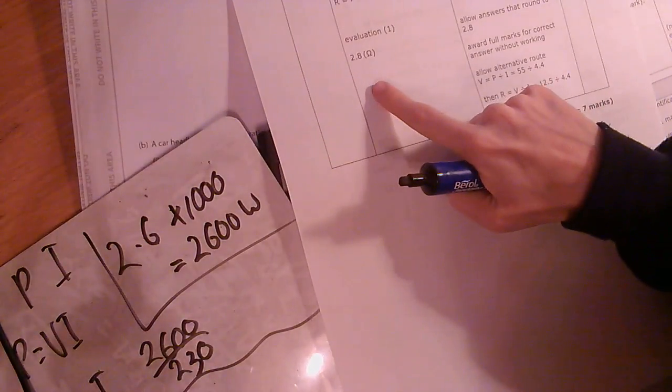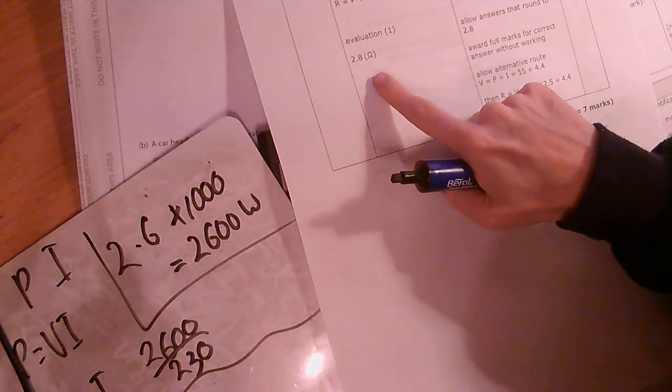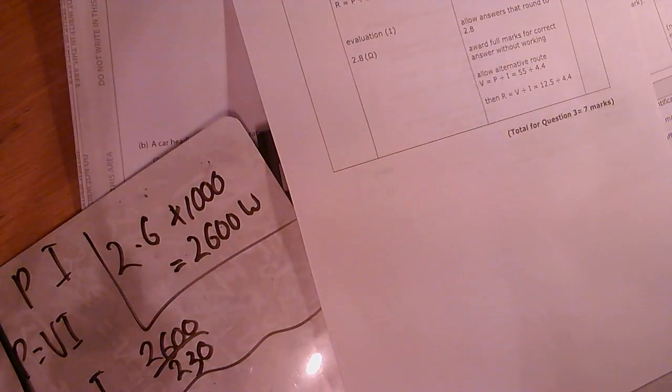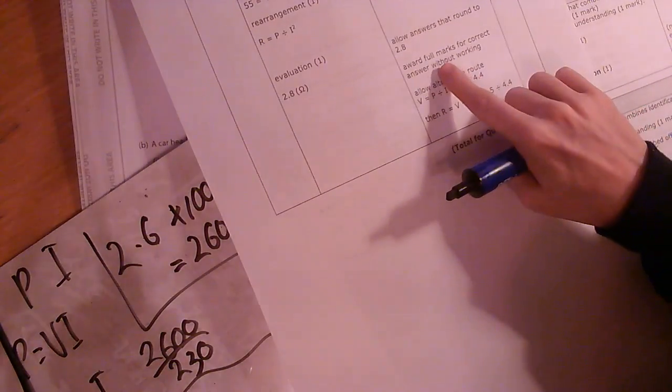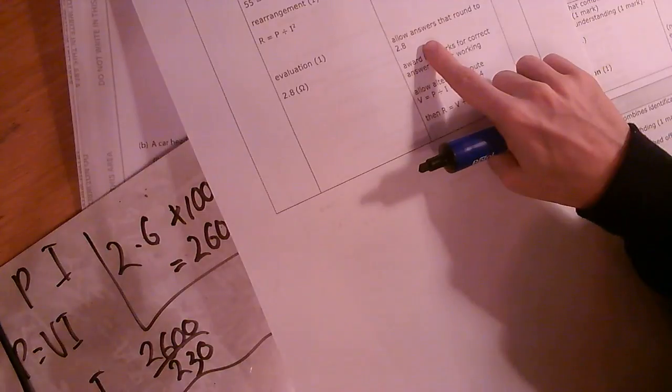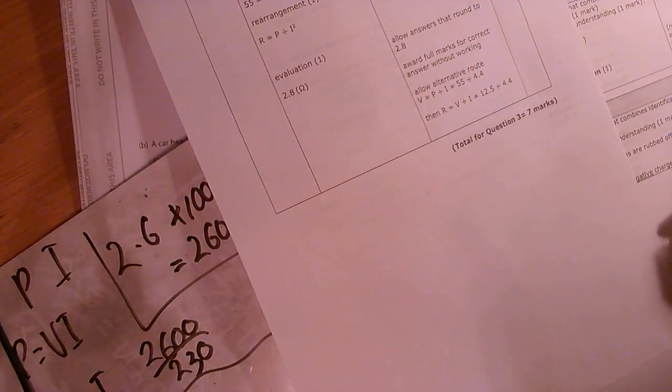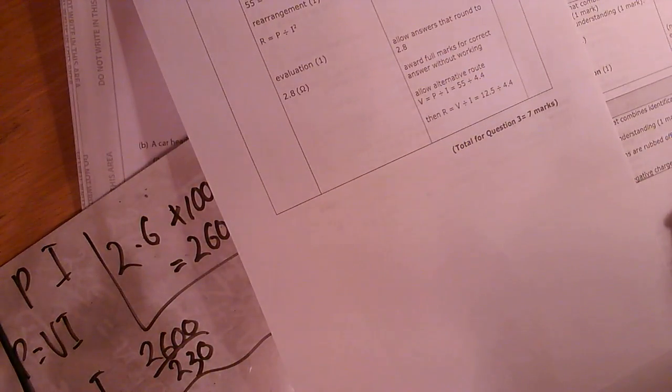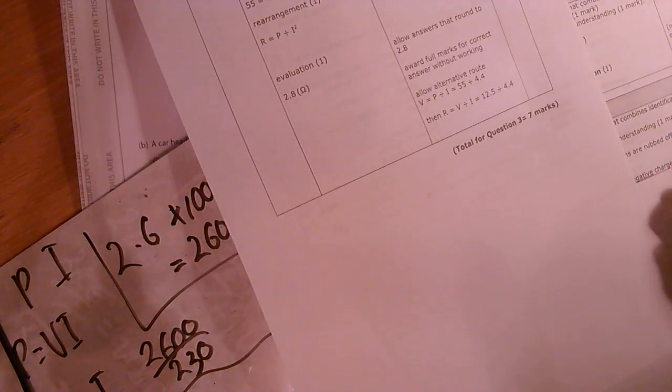Show you what the mark scheme says. It's looking for you to say 2.8 ohms. Remember, of course, it's ohms because it's going to be resistance. And again, they've been quite nice. They've said allow answers that round to 2.8. So they weren't going to penalise you for significant figures or not rounding properly this time round.